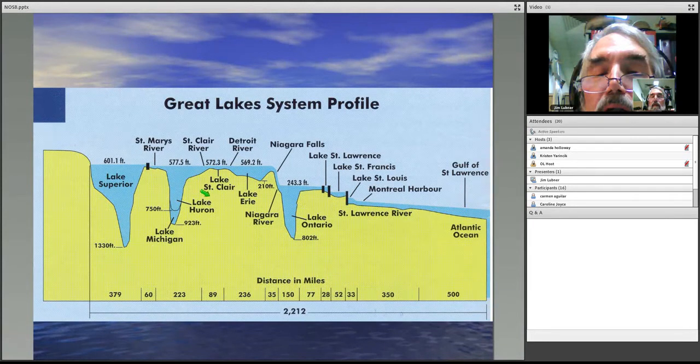I think one of the things that I find interesting is that the drop from the far end of Lake Huron, Lake Michigan, which is Chicago, all the way to Buffalo, which is out here, is only about 8 feet.